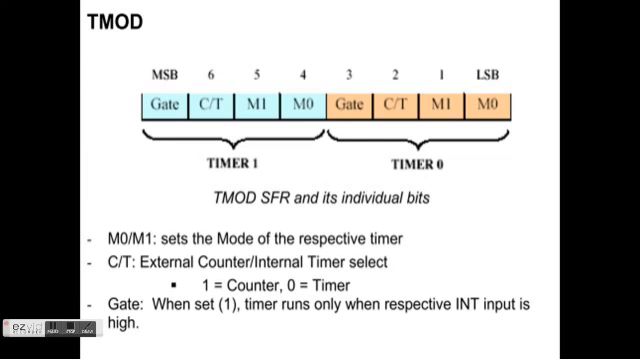Coming on to TMOD, it has gate bits. When these gates are set, that is when the value is 1, the timer runs only when the respective interrupt input is high.